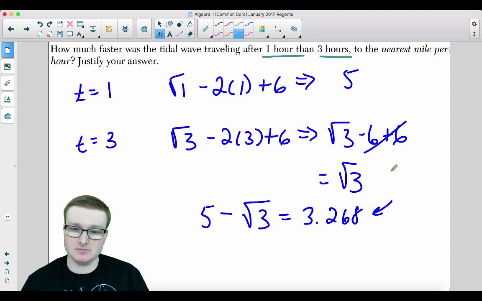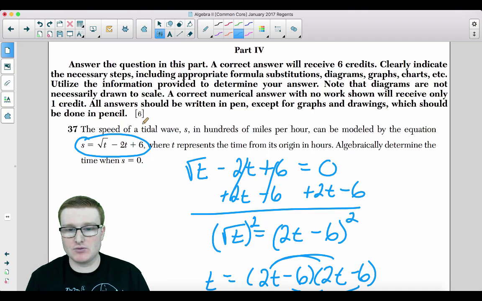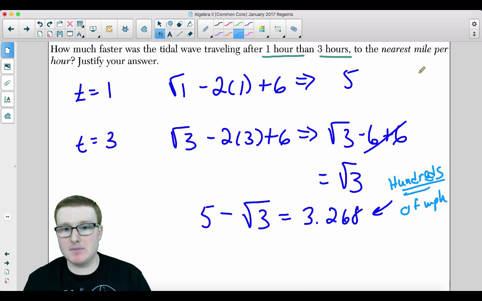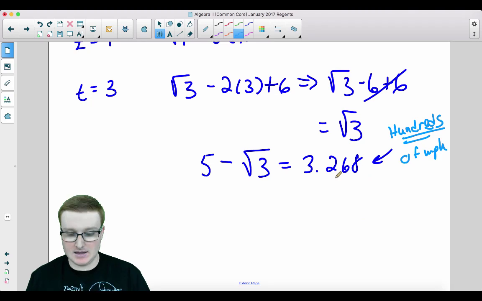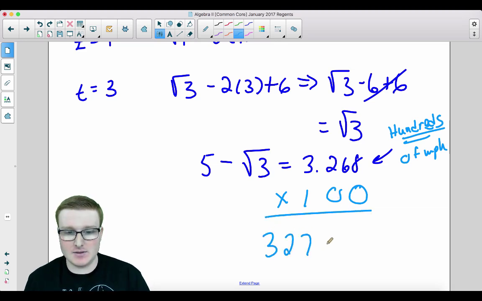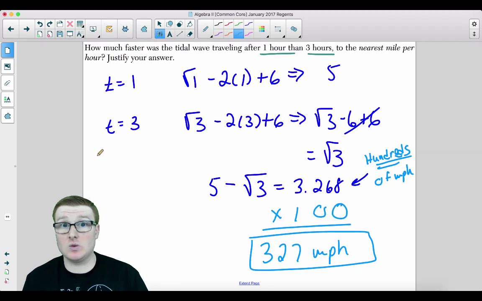And remember here, this is in hundreds of miles per hour. Here's why. If you go back to the original problem, it said the speed of the tidal wave in hundreds of miles per hour. Now they're asking you for the nearest mile per hour. So what you've got to do is take this number, which is in hundreds of miles per hour, and multiply by 100. Okay? Because it's in hundreds. 3.268 multiplied by 100, you get 327 miles per hour when you round it off. And that, ladies and gentlemen, is how you do that last question.